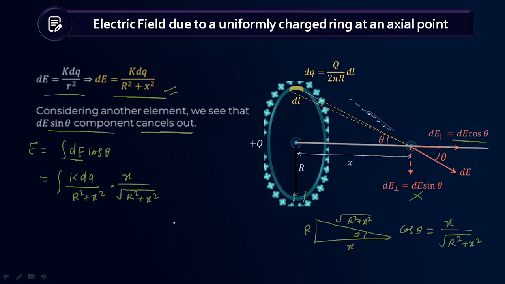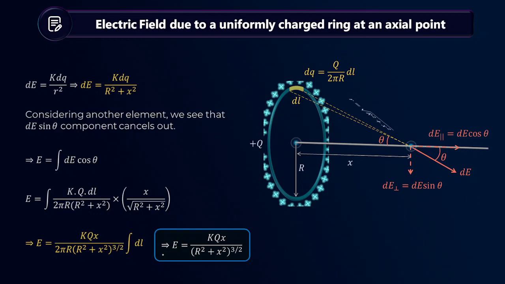Now see here, in this case r, x, k, all these things are constant. Only variable is how much? dq. So we can write it as integration of dq, which is the total charge q only. So the final formula we have will be equal to k q x divided by, now see here, r square plus x square to the power 1 and this is power half. So it will be r square plus x square to the power 3 by 2. Yes or no? Simple, easy.